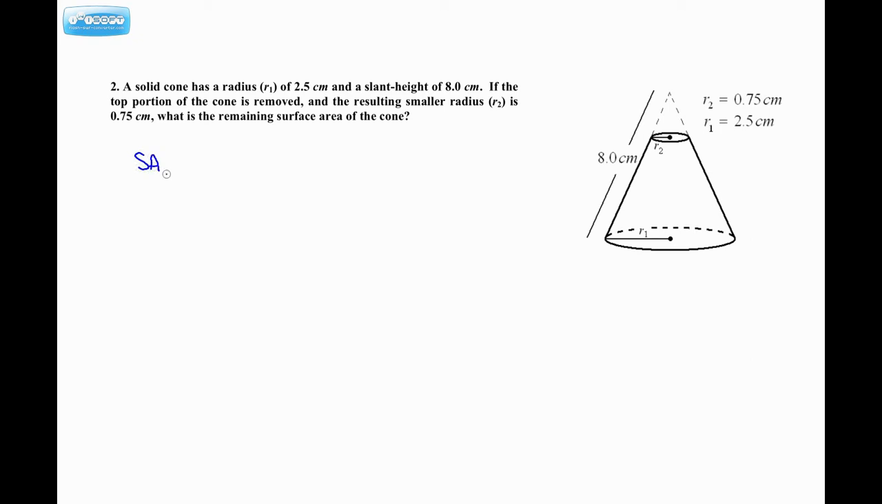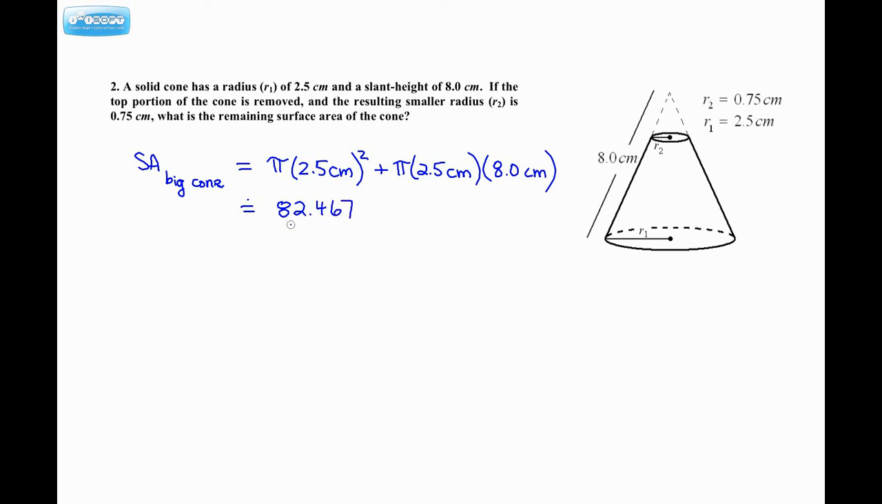So this is the surface area of the big cone. So this is before the top portion has been removed. There we go. Big cone. Okay, the surface area of any cone is pi times r squared, but we're given the radius r1. So this is 2.5 centimeters. So pi r squared plus pi times r times the slant height, which is 8 centimeters. Okay, so I'll work that out on my calculator. That's pretty easy. So pi times 2.5 squared plus pi times 2.5 times 8. And I get approximately 82.467. Because I'm going to have to work with this number, I'm going to keep a few extra decimals. So this is centimeters squared.